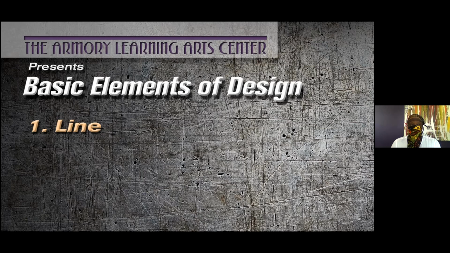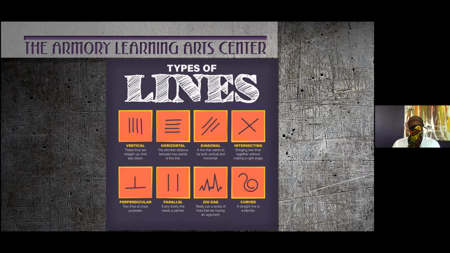And line is something that's probably basic in graphic design or in visual design, because when we started as cavemen, we drew lines in the dirt with sticks, and we developed stick men and stick paintings when we were very primitive. And there are basically 8 types of lines. You have vertical lines, horizontal lines, diagonal lines, intersecting lines, perpendicular lines, parallel lines, zigzag lines, and curved lines.